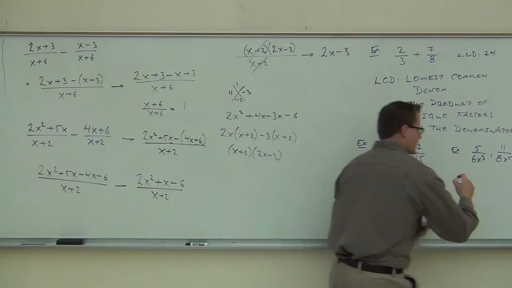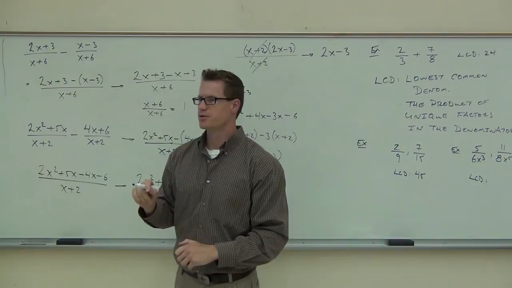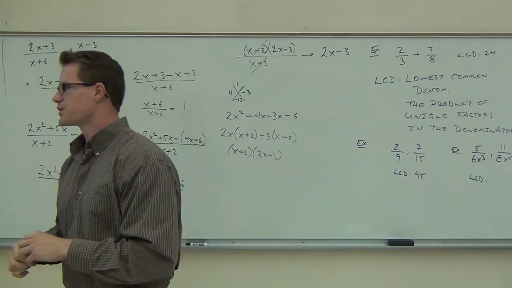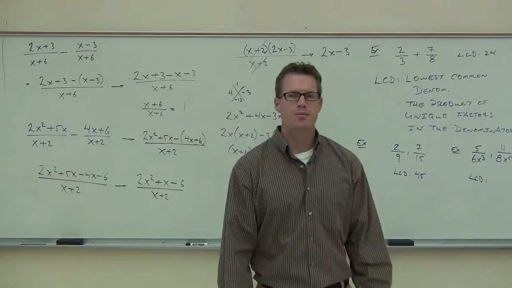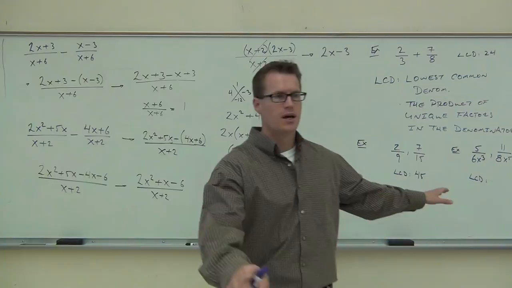By the way, when you're looking for your LCD, are you considering the numerators? No. Do the numerators make a difference for the LCD? No. You don't even care. Just look at the denominators to find the LCD. So in our LCD, what we're going to do with this, we're going to look for the numbers first. We're going to find the LCD of the numbers. We're going to write that down. So let's look at 6 and 8. Give yourself about 10 seconds here. Don't say it out loud. Think.